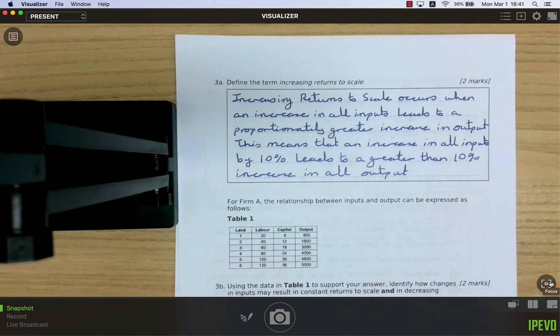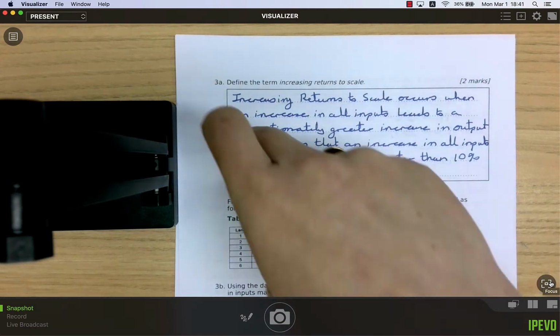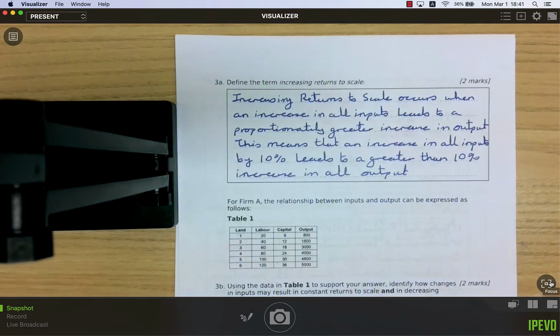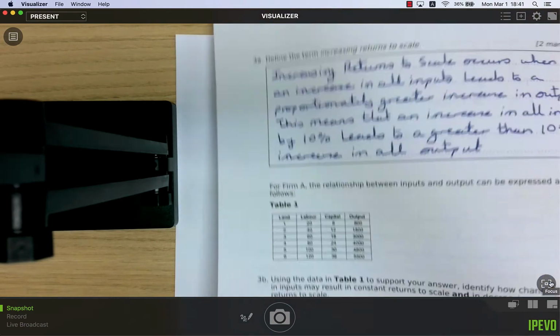Now you can stop there, or you could go on, or you could just give the second half. I don't see any problem illustrating your point well. This means that an increase in all inputs by 10% leads to a greater than 10% increase in all output. That's increasing returns to scale. And there are reasons for it that we don't really need to go into now.